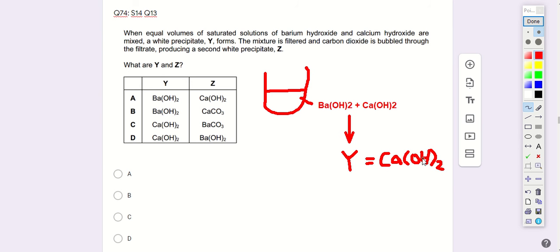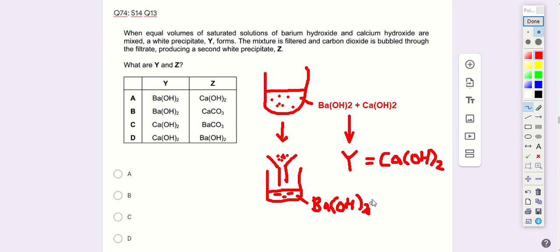Now then they say the mixture is filtered. Since there's a precipitate already, they're going to filter. You get filtrate, and then you get the residue here, the precipitate. So the filtrate, the clear solution, should be barium hydroxide because it is soluble in water. The residue that you get is calcium hydroxide, because Y cannot dissolve in water.